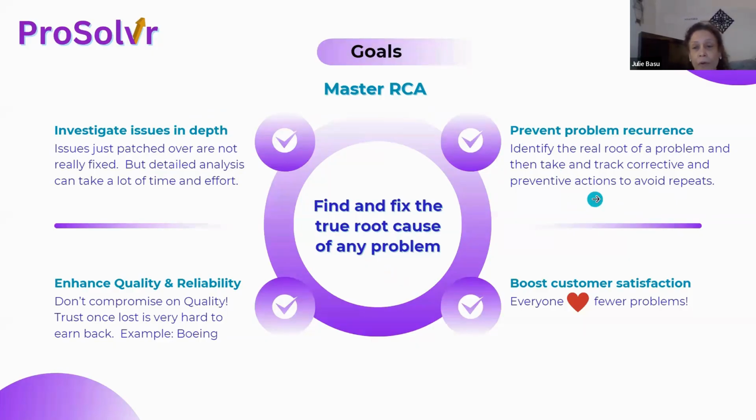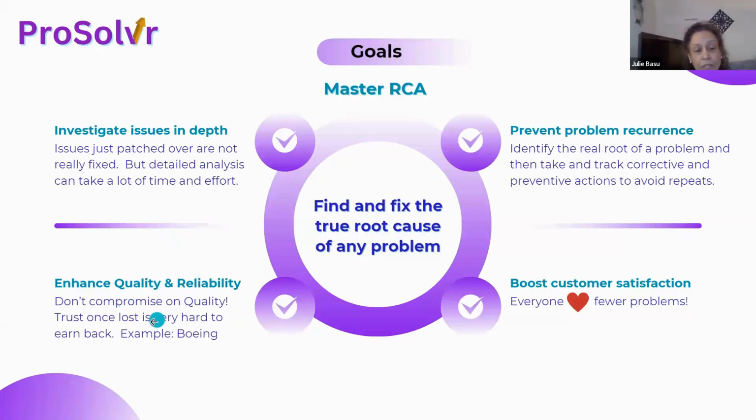this is like the holy grail. Problems never happen again. But oftentimes, because we do not get to the real root of a problem, whatever actions we come up with, this is called CAPA in Six Sigma terminology, if you're familiar, corrective and preventive actions, the CAPA that we have would be incorrect or incomplete because we never got to the real root, right? So this is very critical to make sure that we take the correct actions to avoid repeats. And then the end goal is, of course, to enhance quality and reliability, ultimately boosting customer satisfaction.